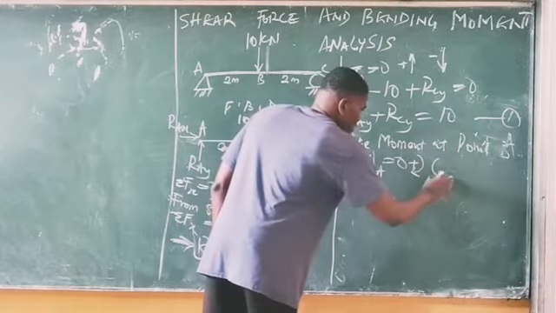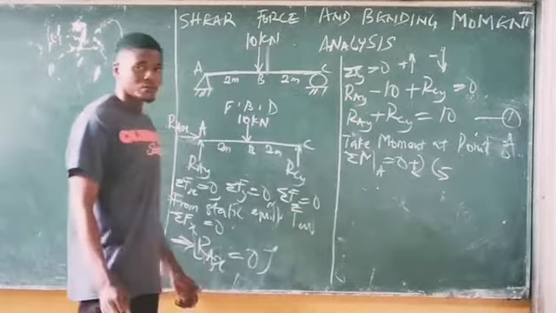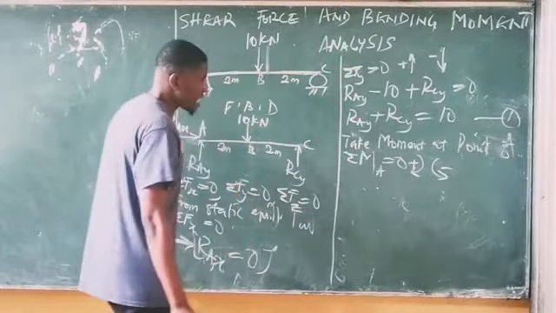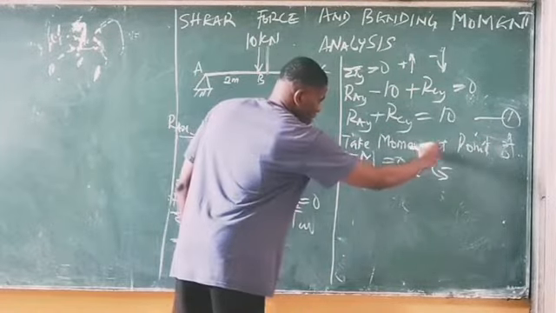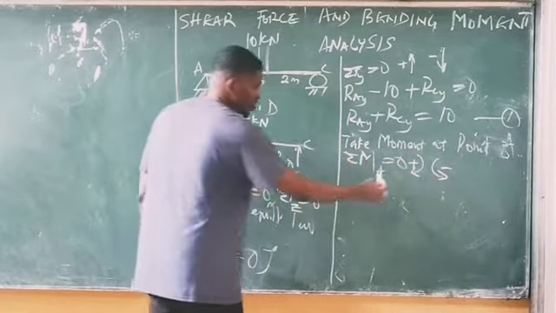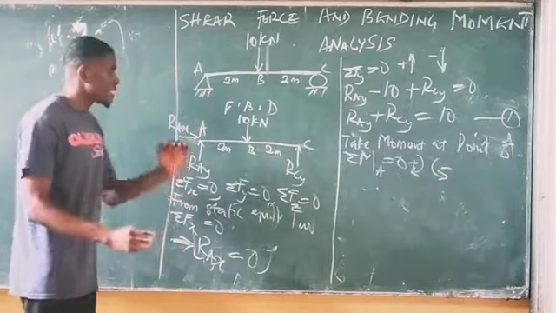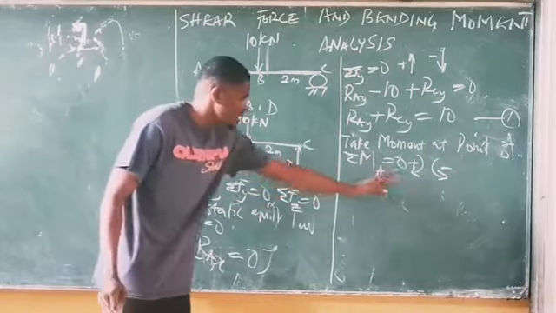That means anti-clockwise moment should be what? Negative. So clockwise moment is positive, anti-clockwise moment is negative. So you check our direction of force. We said if the force takes moment about this point in the clockwise direction, it is positive. If it's anti-clockwise, it's negative. So we've already established that moment at point A is 0.